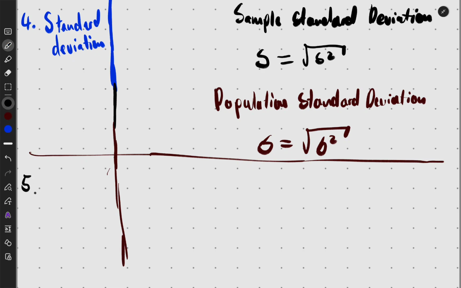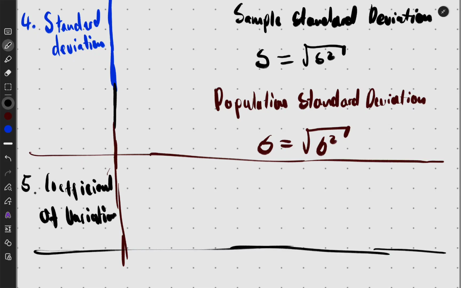So 5, what is 5? For 5, we are now talking about the next thing, which is called the coefficient of variation. Coefficient of variation, which is just going to be the same for both of them. We call it CV. This is just going to be equal to the standard deviation over the mean. So we can have it for sample and we can have it for population. Coefficient of variation for the sample and then population CV.